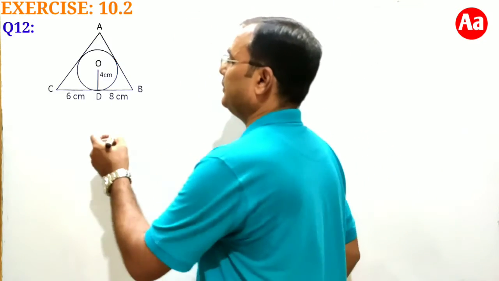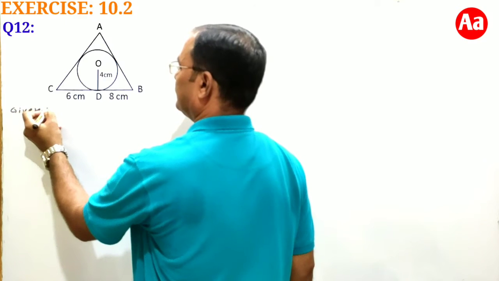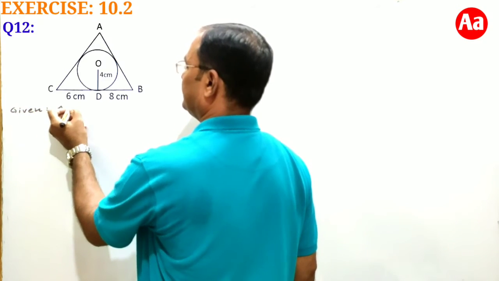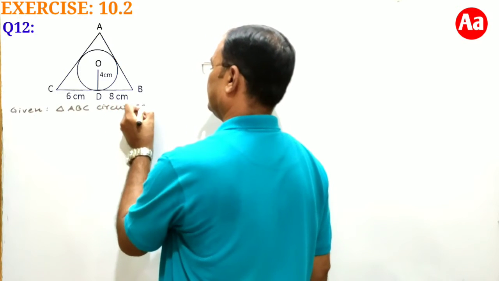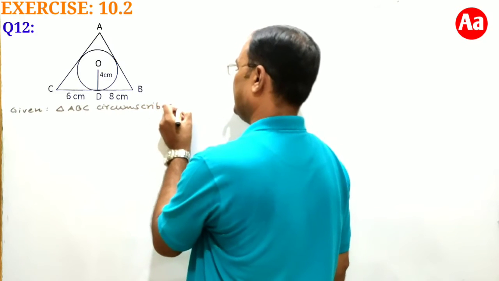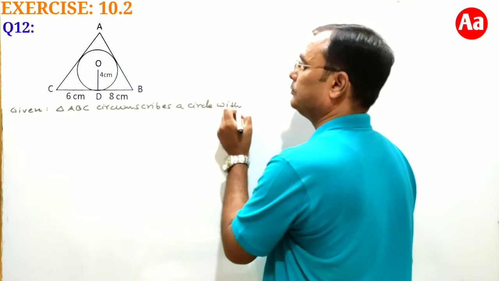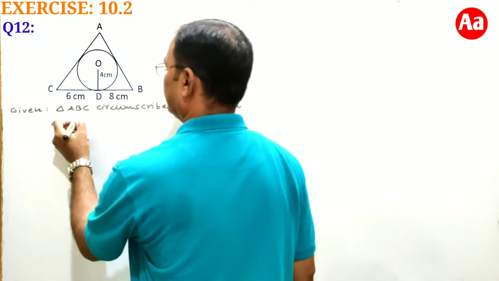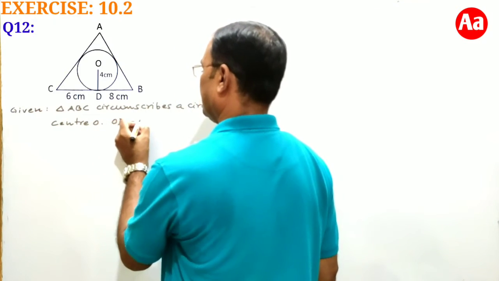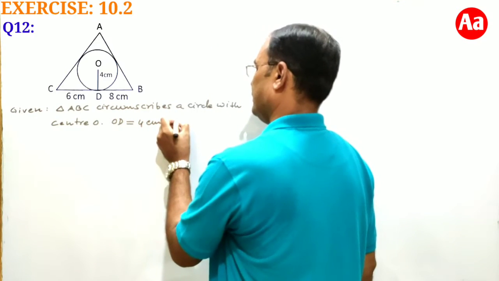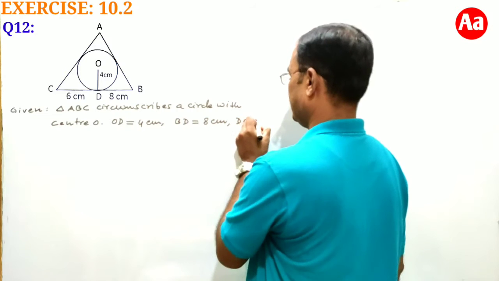So let's write given. Triangle ABC circumscribes a circle with center O. OD, the radius, equal to 4 cm, BD 8 cm and DC 6 cm.